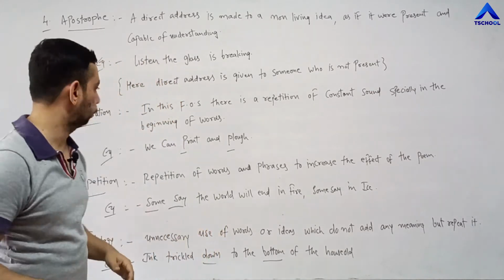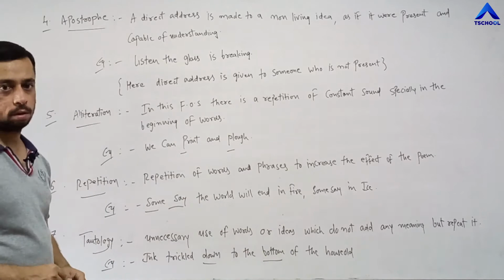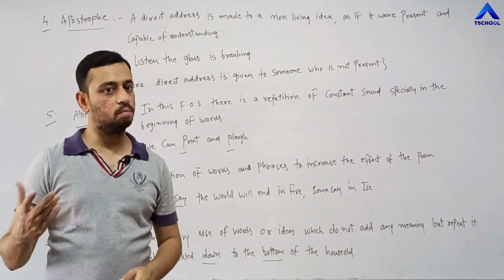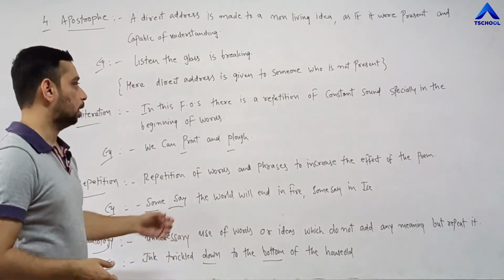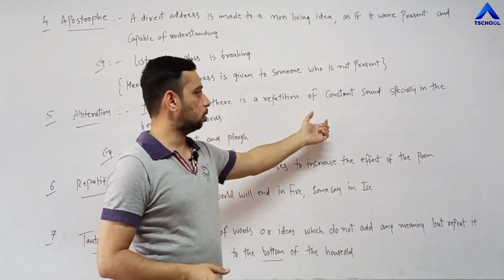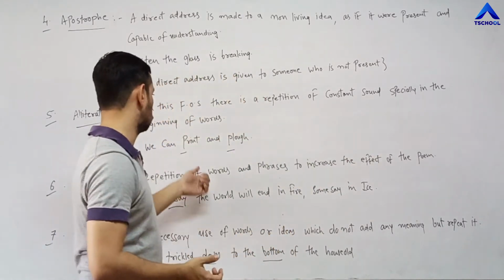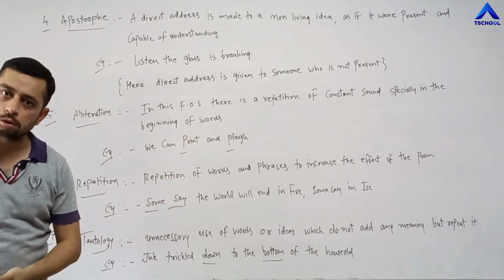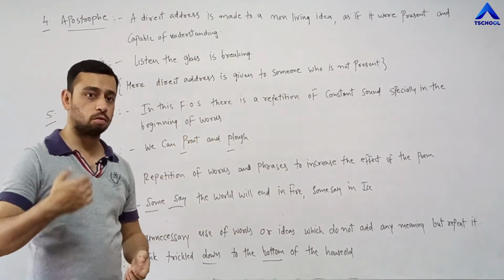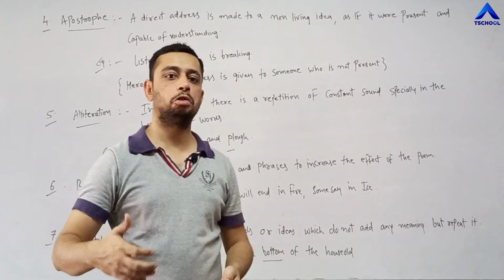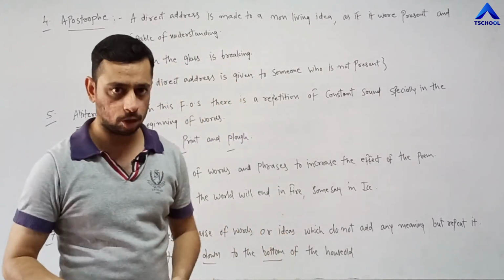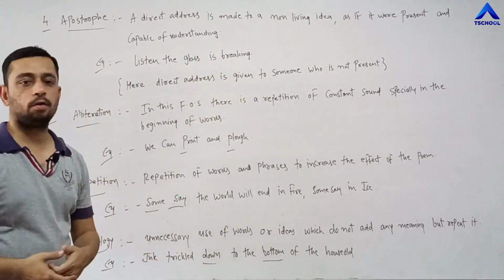Right? Number 5. Alliteration. What is alliteration? One of the simplest figures of speech. In this, there is a repetition of consonant sound, especially at the beginning of the words. It is one of the simplest figures of speech that you might have studied in your standard 8th, 9th, and 10th, most probably, that is alliteration.